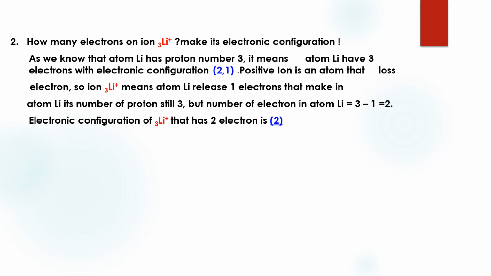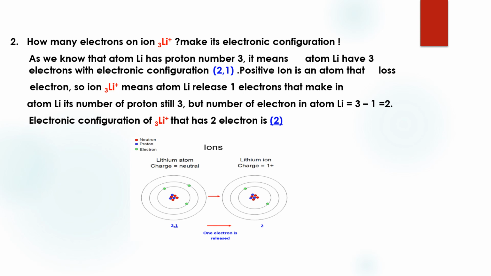The process can be seen in the figure below. The lithium atom in neutral configuration is 2, 1. That is, at the first shell there are 2 electrons and at the second shell there is 1 electron. To make it stable, the electron at the outermost shell will be released. Because of that, the lithium atom becomes a lithium ion with electronic configuration 2.